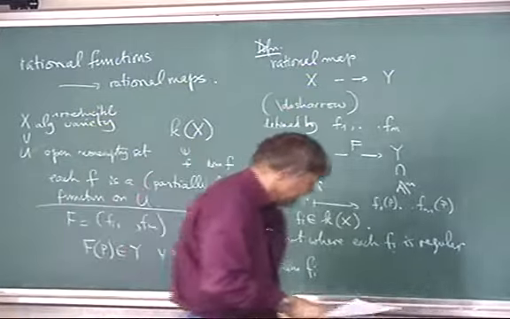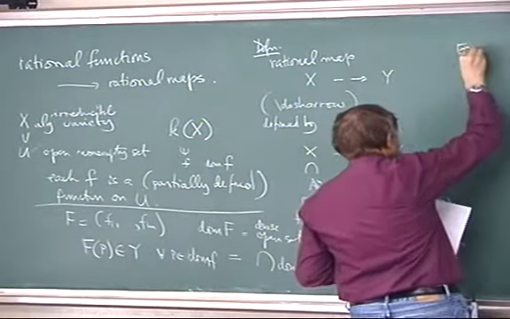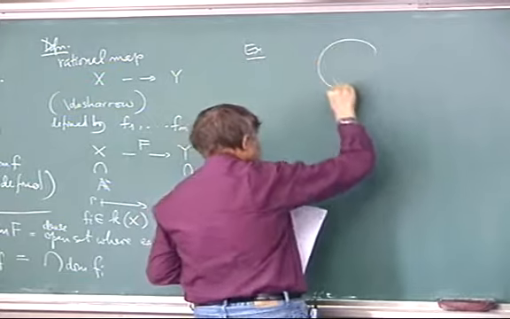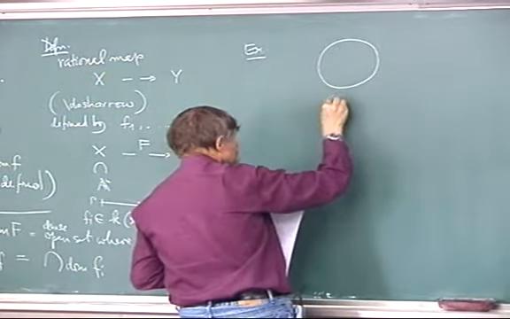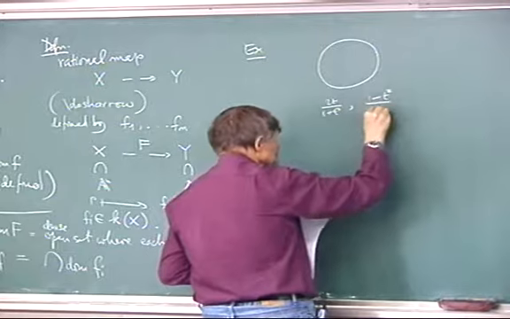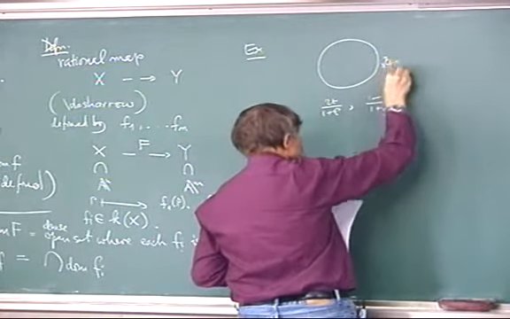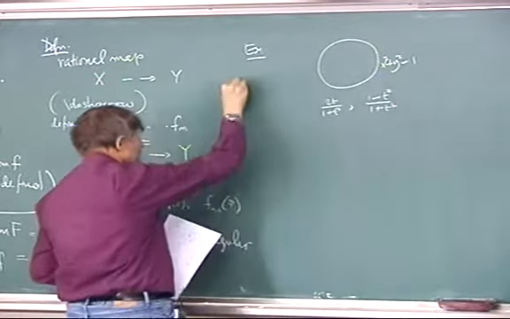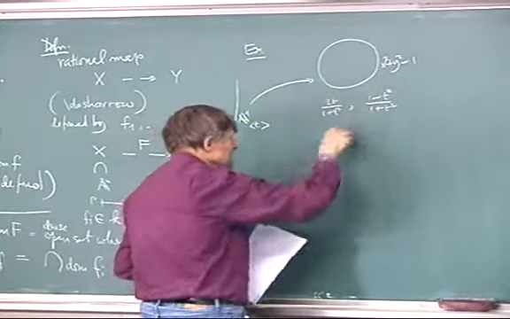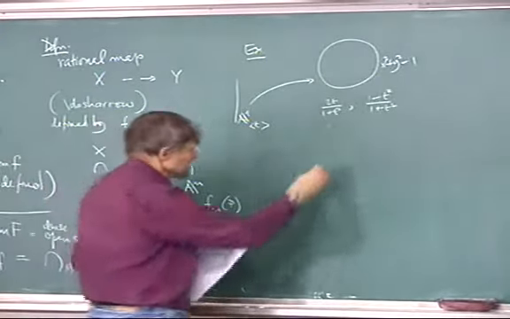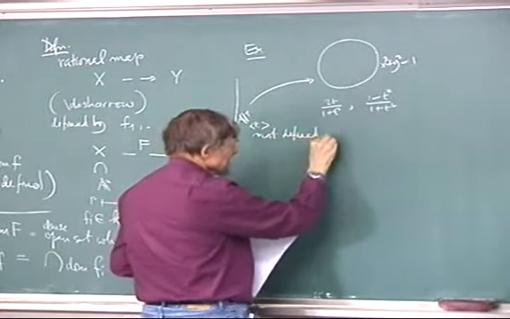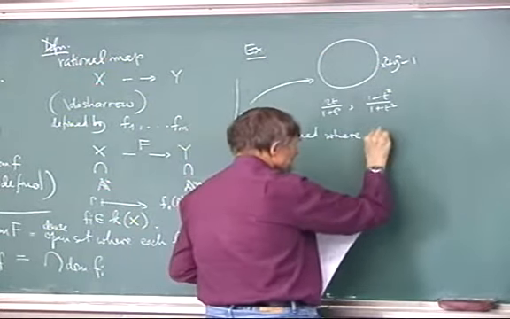And we've already seen examples. When I had this circle, 2t over 1 plus t squared, 1 minus t squared over 1 plus t squared, this is x squared plus y squared equals 1. There's some map here from A^1 with coordinate t, mapping there by these functions. It's not everywhere defined, because this is not defined where 1 plus t squared is 0.